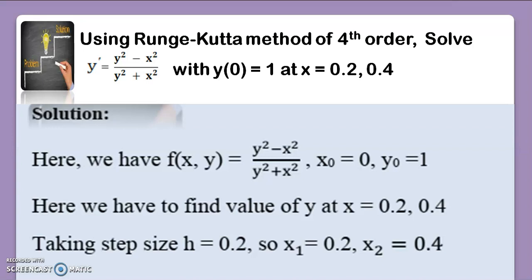So we will take the step size h as 0.2. Whenever h is 0.2, what is x1? x1 means x naught plus h, that is 0.2. x2 means x1 plus h. So that's why x2 becomes 0.4, right? Now we will start the solution process and we will find out the y value at 0.2.